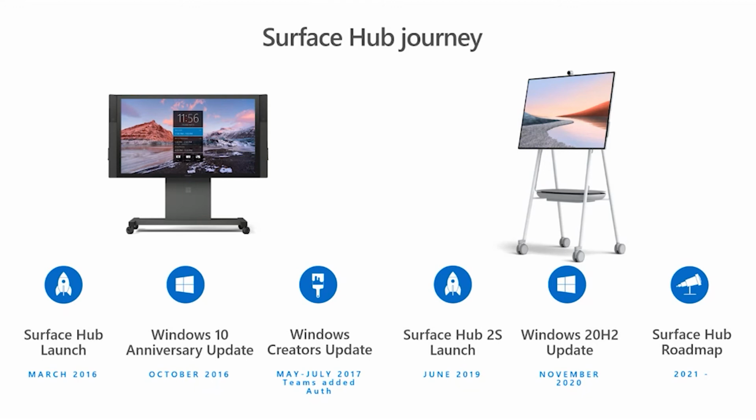So that all came through in July 2017. So up until that point, you can kind of see the progression of this device. So launching at the beginning of 2016, a Windows update at the end of 2016, another Windows update in the middle of 2017, adding more and more features. And then we kind of hit an issue. And the problem was, if you then look at the next bullet point that we've got on this slide, which is the launch of the Surface Hub 2S, that was not until June 2019.